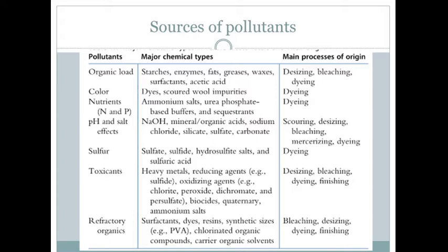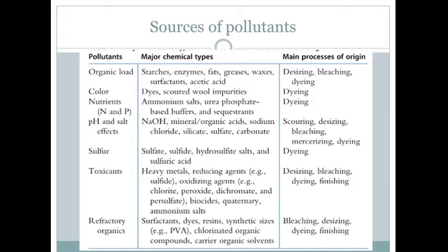Okay. So organic load is a pollutant, and the major chemical types are starch, enzymes, fat, grease, and waxes, which come from the processes of desizing, bleaching, and dyeing. Next one is color. Color comes from the dyes and wool impurities, and the main process of origin is dyeing. The nutrients like ammonium salts, okay, also come from the dyeing operation.